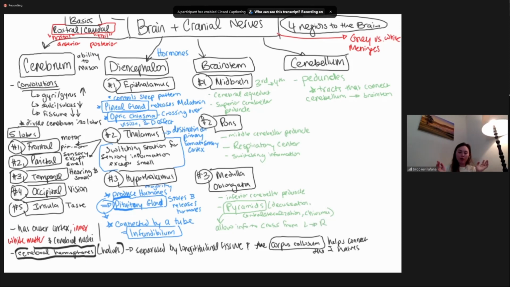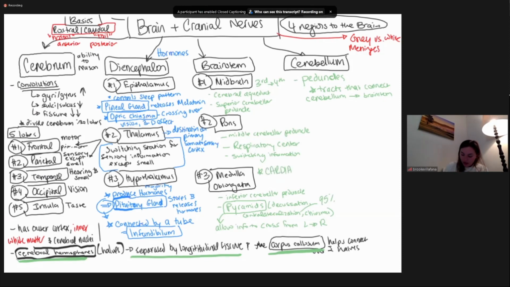So remember when we talked about, like right here, right below it actually, where I said the cerebral hemispheres are separated by the longitudinal fissure. The corpus callosum helps connect the two halves. And then I talked about contralateralization, which happens 95% of the time. And then ipsilateral, which happens 5% of the time. Well, the pyramids in the medulla oblongata are what allows the two halves of the cerebrum to communicate with each other back and forth. In addition, the medulla is really important, and this is something you'll come back to when you're in nursing school as well.